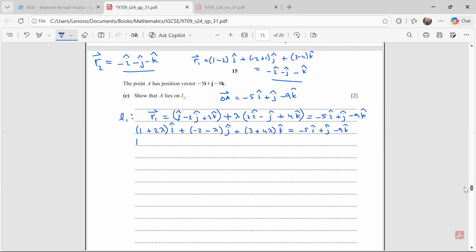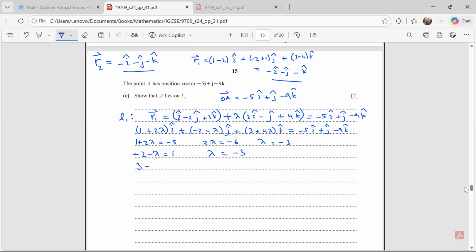So let's see, 1 plus 2 lambda should be equal to minus 5. From here you can see 2 lambda is equal to minus 6, and lambda equals minus 3. Let's check the next one. Minus 2 minus lambda must be equal to 1, since the coefficients of j should be equal. From here, if I take lambda to the right side, lambda equals minus 2 minus 1, which is minus 3.